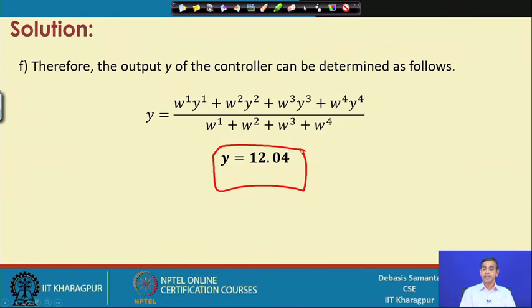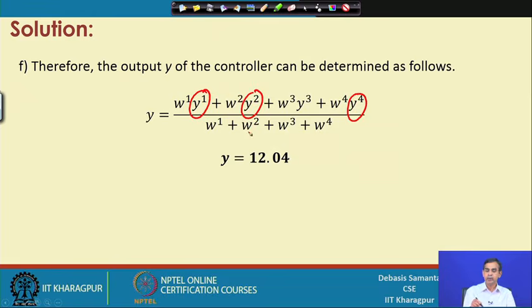This is because for each rule we have taken a crisp value, all these y1, y2 are crisp values for each rule. That is why we can straightaway obtain the crisp value as the final output. So, this is the method that is followed in the Takagi-Sugeno approach. And this is the way that the two controllers, the Mamdani approach and the Takagi-Sugeno approach, can be designed.